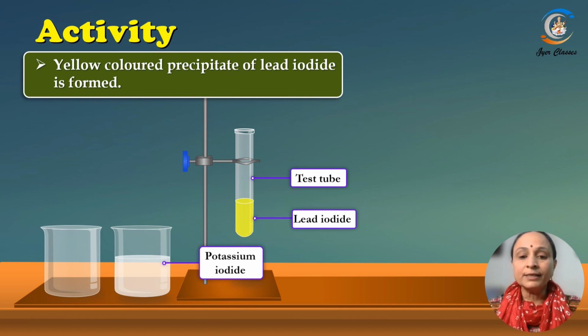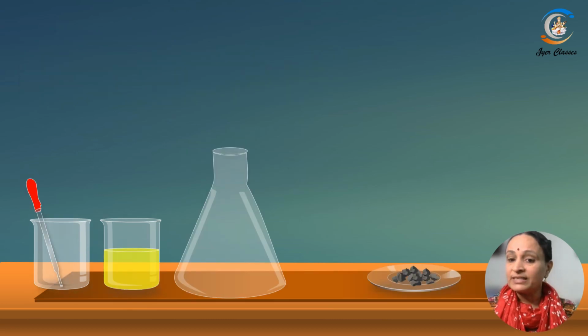You take a clear solution, but when you add this potassium iodide to it drop by drop, you can see a golden yellow colored precipitate of lead iodide inside this test tube. Precipitate is formed, the color is changed, right? This is what has happened now.